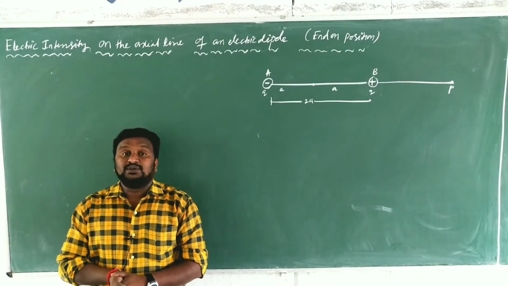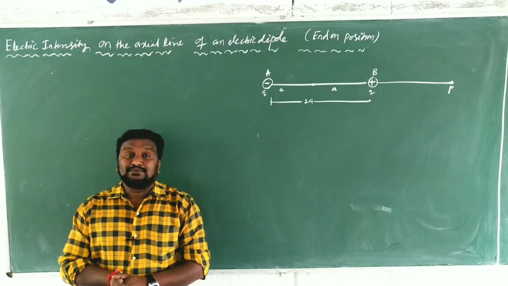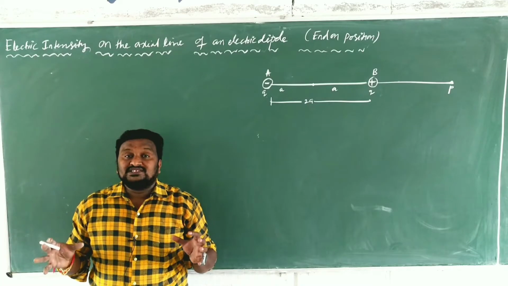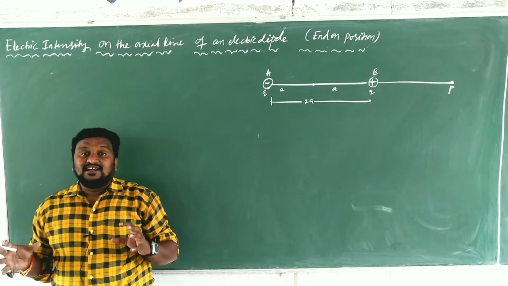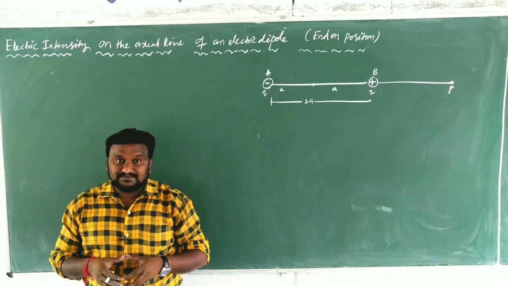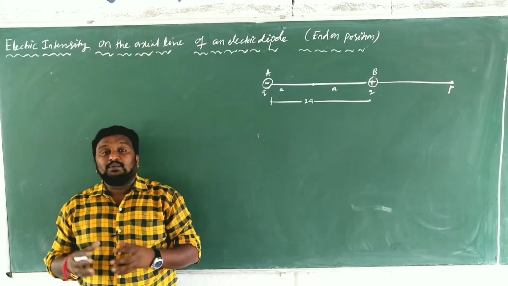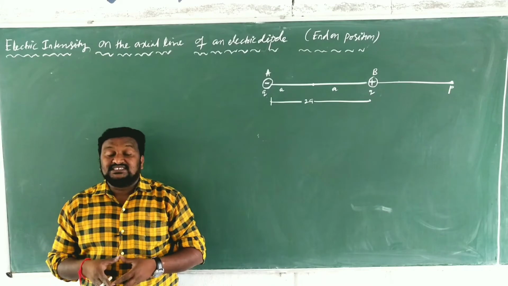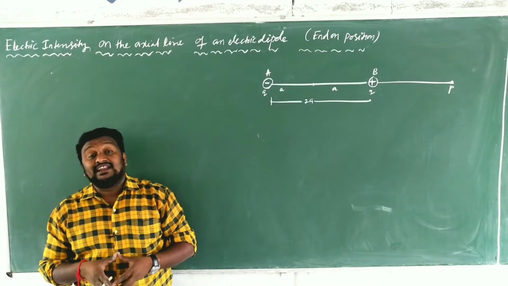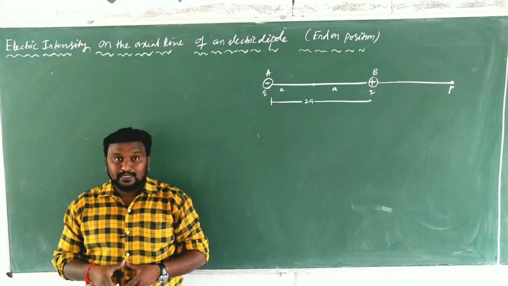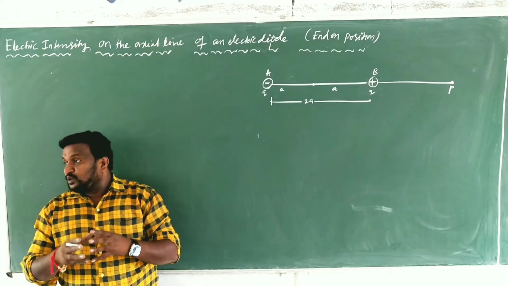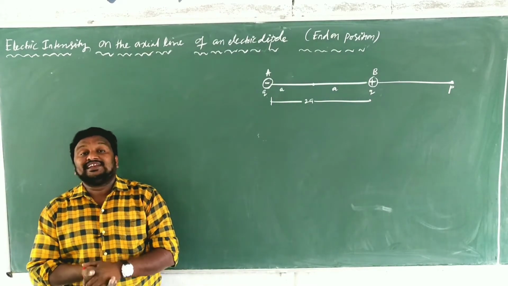So already we know what is meant by electric dipole. Electric dipole is nothing but two equal and opposite charges separated by some distance. That system of charges is called an electric dipole. Clear? And now here already we know what is electric field intensity.